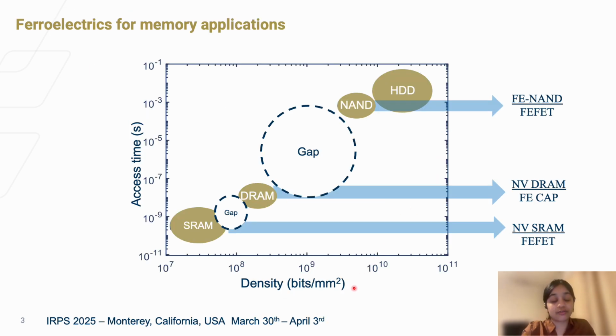And these materials that are ferroelectrics have garnered significant attention in the last decade. And if we look at this memory spectrum over here, we have access time on the y-axis, density on the x-axis. And we have low density but high access speed SRAM. And on the other end, we have NAND with low access speeds but high density. And there are gaps in this memory spectrum. And emerging memory technologies like ferroelectric FETs or ferroelectric capacitors can bridge these gaps and help enable better compute.